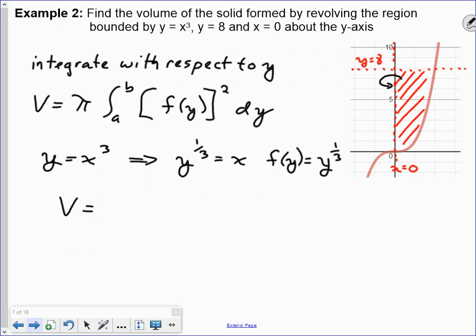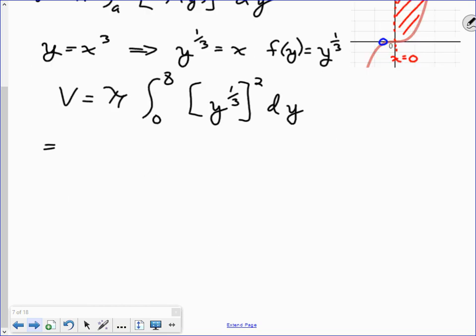So our volume will be pi times our integral. Now, in this case, we can figure out the limits of integration basically from the graph. We can see that our shape is going to start down here at a y value that's equal to 0, and it's going to go up to a y value that is equal to 8. So we are going to integrate from one end of this shape to the other. We're going to integrate from 0 to 8, and the function that we're integrating is y to the 1/3. We have to square that, and we're integrating with respect to y. And then it's just a matter of evaluating this integral. Let's simplify first by squaring it. So this will be y to the 2/3 dy.